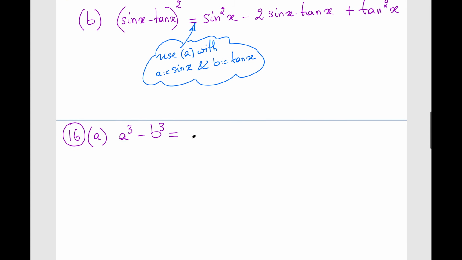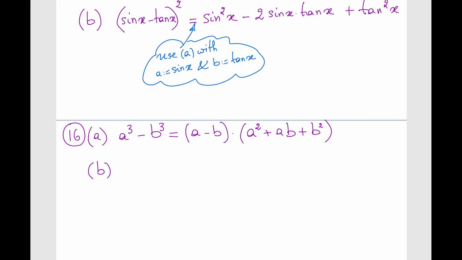So part A, okay, this is a minus b times a squared plus ab plus b squared, right? This is what we had above.